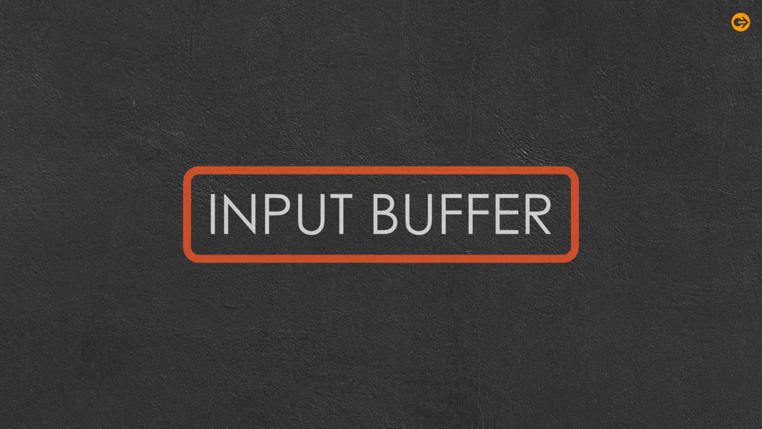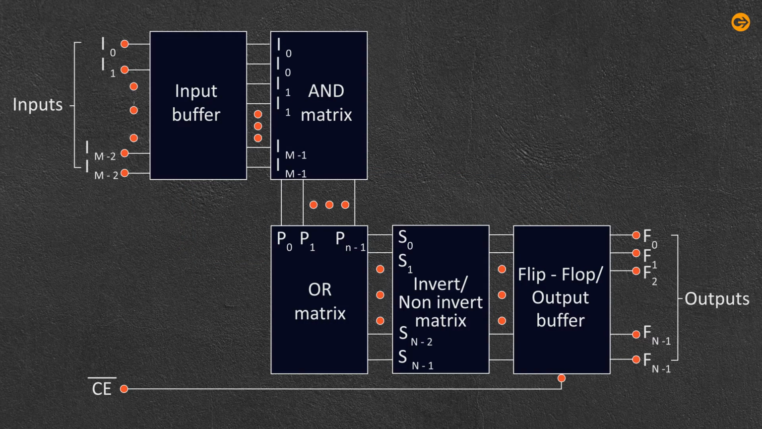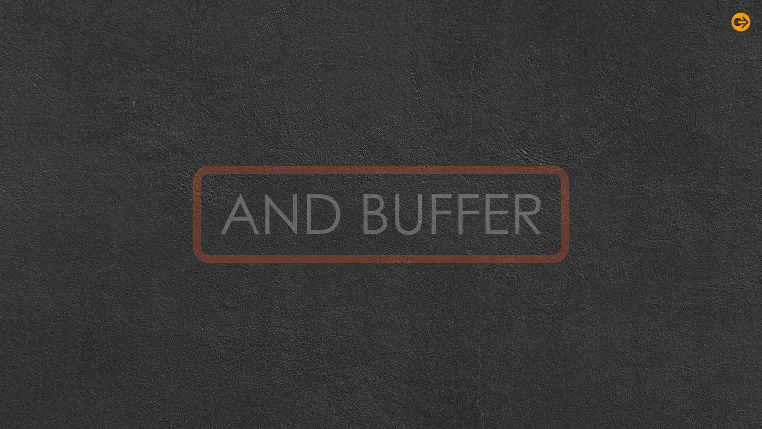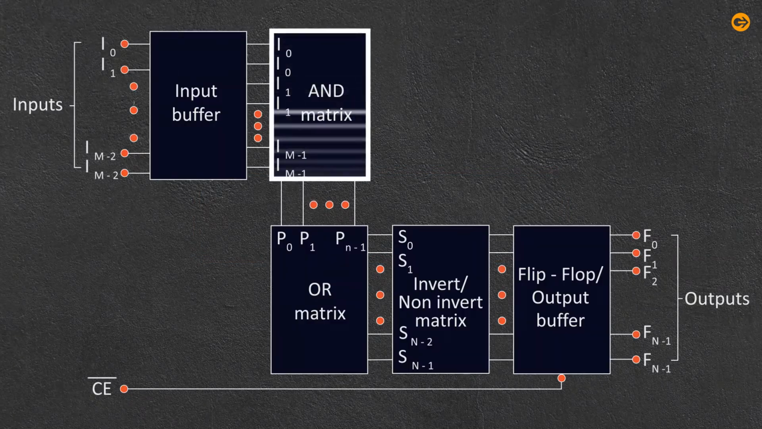Input buffer. The input buffer circuits are required to limit the loading of sources driving the inputs. It produces inverted as well as non-inverted inputs at the output for one input. Similarly, buffers are there for each of the M inputs. An AND matrix is shown here. An AND matrix is used to perform the product terms.